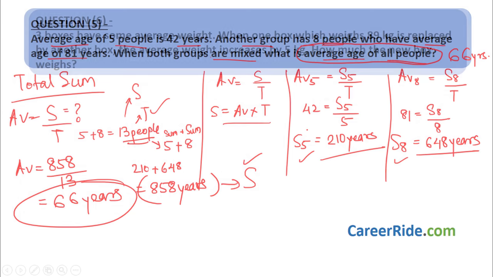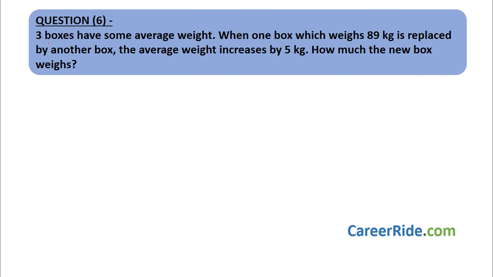Moving on. Question number 6. Three boxes have some average weight. When one box which weighs 89 kg is replaced by another box, the average weight increases by 5 kg. How much does the new box weigh?